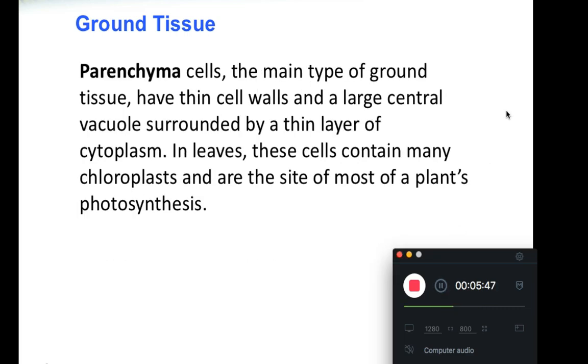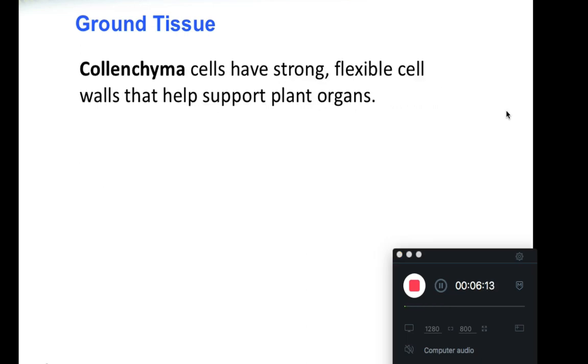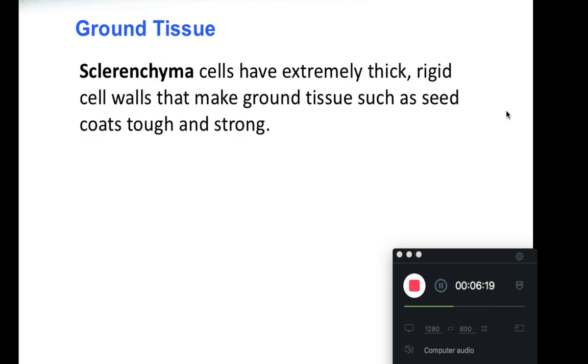The parenchyma cell is going to be the main type of ground tissue, as you saw in the slide before, and it has a thin cell wall. It's going to have a large vacuole. Think vacuoles basically store water, so this is where you're going to have a lot of your water. It has a thin layer of cytoplasm. In the leaves, it contains a lot of chloroplasts. So what's that going to mean? It's going to mean that a lot of photosynthesis is going to happen at this layer. The collenchyma is a more strong, flexible cell, and it's more for support than anything else. And the sclerenchyma is the thick, rigid part, and it's going to be more for seed coating. It's a very tough layer because it is extremely thick.